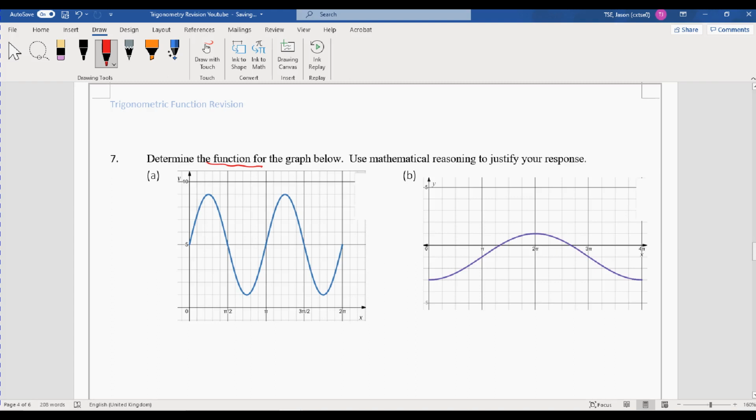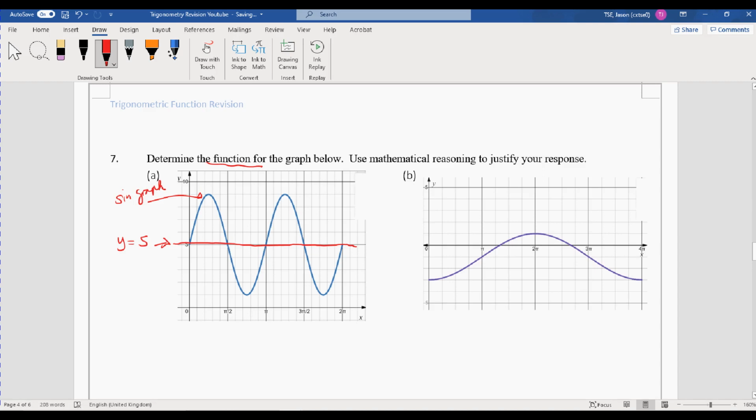So first, let's see what kind of graph it is. Where is the middle line? This is the middle line, so obviously the middle line is y equals 5. From the middle line, the curve goes up first and then goes down and goes up. So what kind of graph does it look like? It's a sine graph.